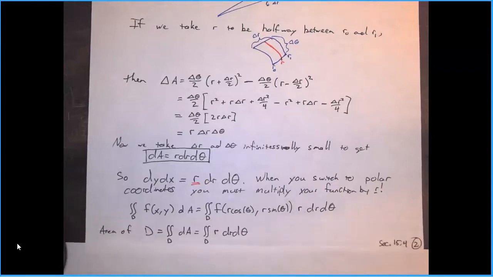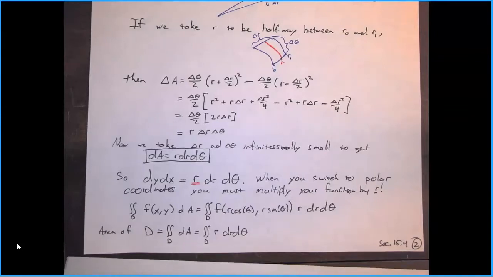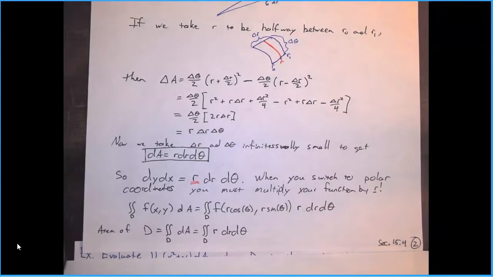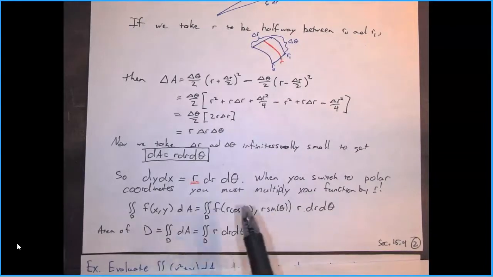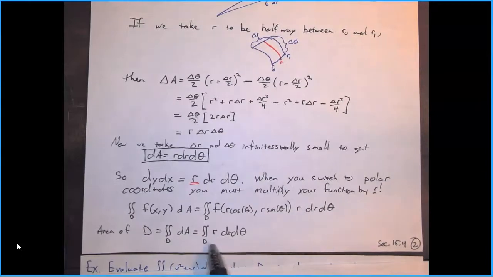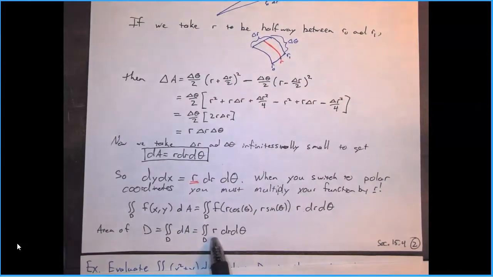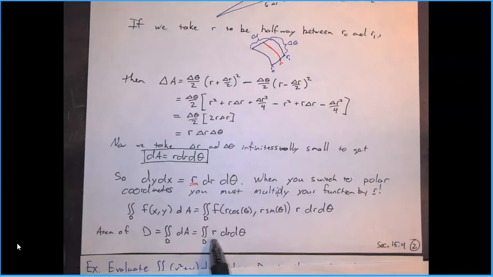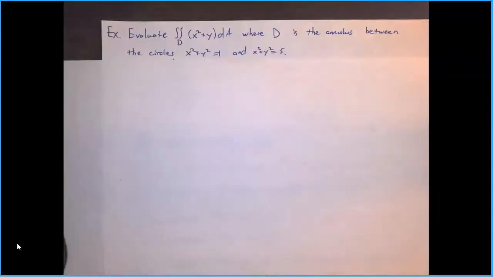Okay? So the area of a region, we know, is just integrating 1. But in polar coordinates, that's not true. If I want to find area in terms of polar coordinates, dA is r dr d theta. So for area in polar coordinates, I'm integrating the function r, and that gives you the area of a region. So it's slightly different. All right, now let's take a look at an example.